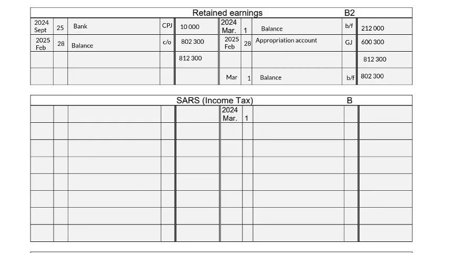SARS income tax account. On the credit side, we'll have our opening balance on 2024 March the 1st. We're going to say balance brought forward. And our balance brought forward is 6,700 Rand. Then on the debit side, we made our payments to SARS on March the 3rd. So 2024 March the 3rd.